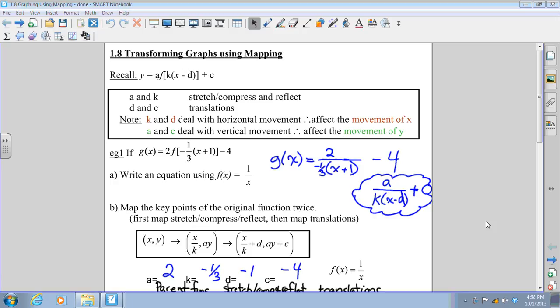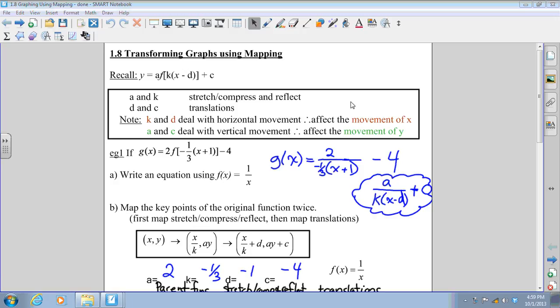Likewise, we also learned last class about the K factor. The K is a push or pull in the horizontal direction, so it can either be a push or a pull. Just remember that when you're dealing with K, it's really the 1 over K that gives you that stretch or compression in the horizontal direction.